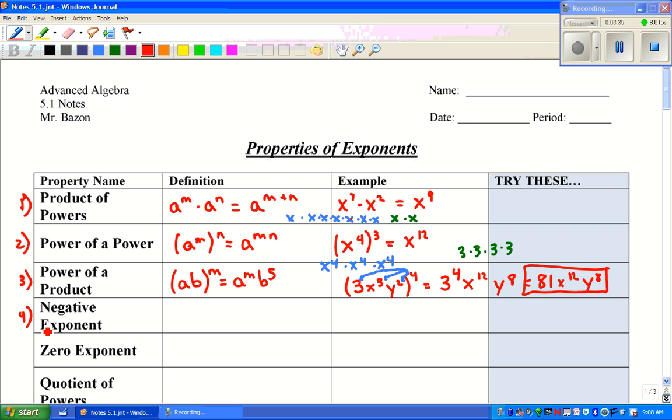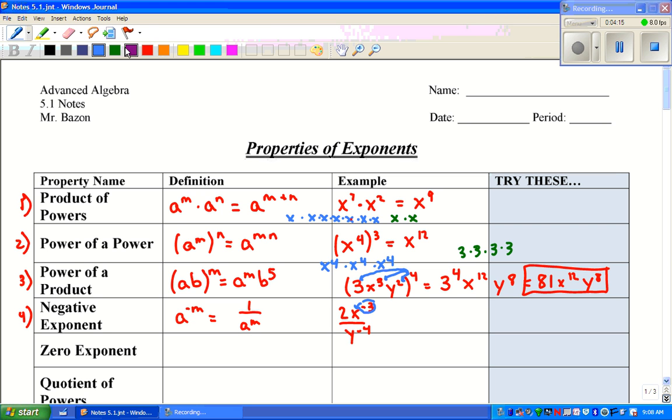The fourth property of exponents is known as a negative exponent. So let's say you have a to the negative m power. That's the same thing as saying 1 over a to the positive m. So, for example, if you have 2x to the negative 3rd over y to the negative 4th power. In this example, this negative 3 goes with this x here. It does not go with the 2. That's the exponent for that variable.